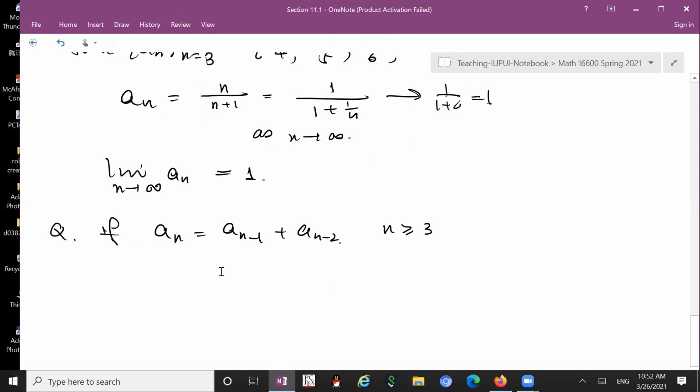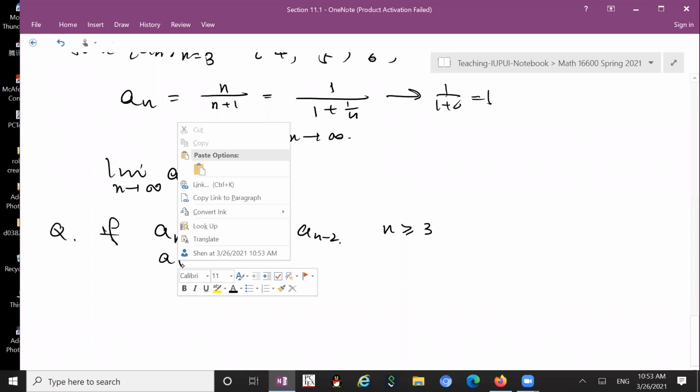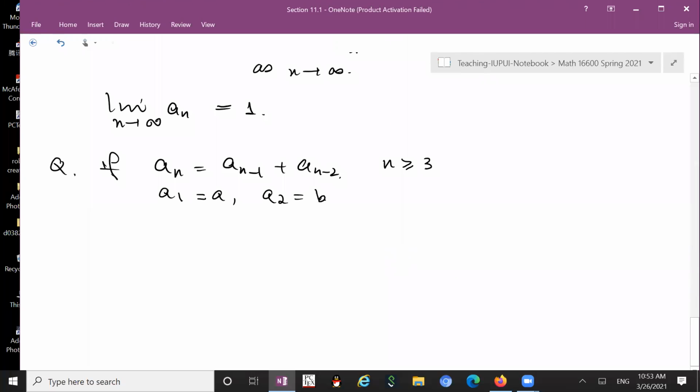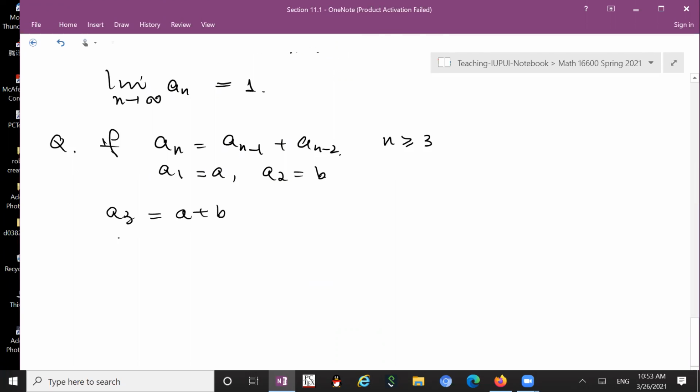Now, what does that mean? We also have additional terms: A1 is A, A2 is B. Let's see how this sequence looks, and I hope we can find a kind of formula. So A3 equals A plus B. A4 equals A3 plus A2, so it's A plus B.